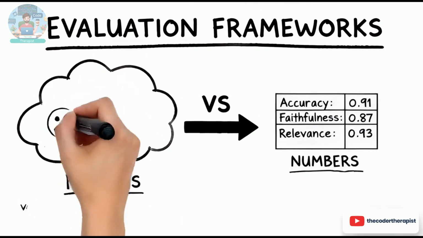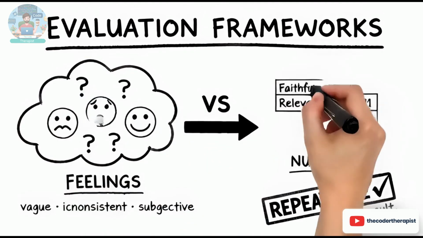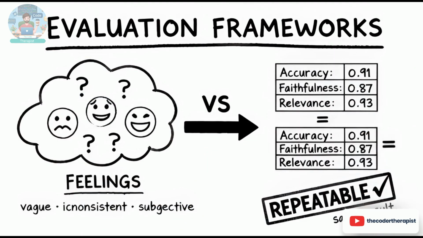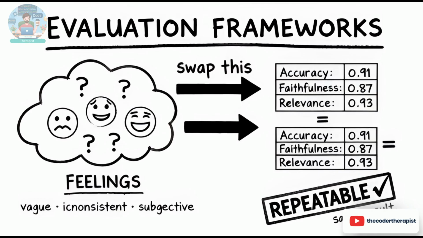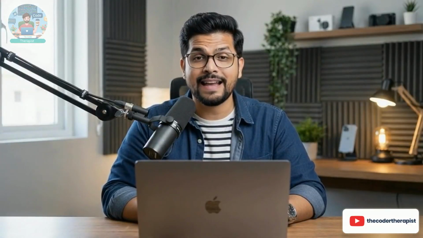This is why evaluation frameworks exist. They give you numbers instead of feelings. Repeatable numbers. There are 3 things you need to evaluate in any RAG system.